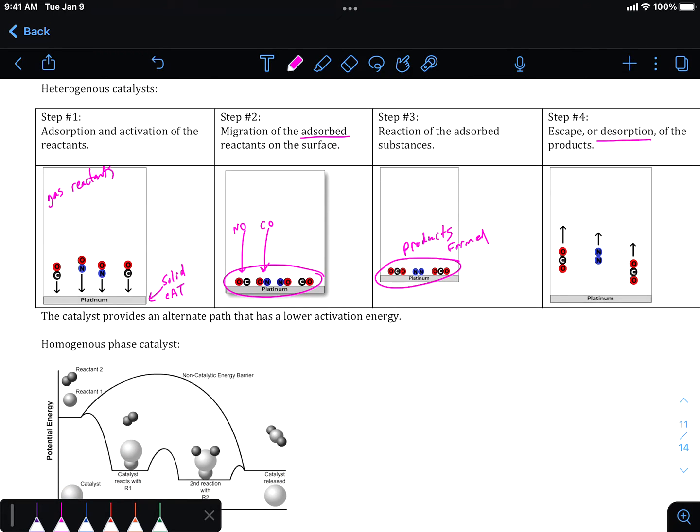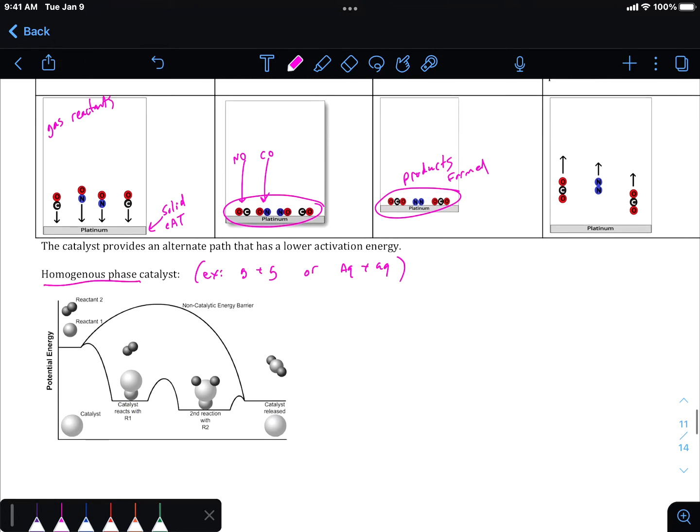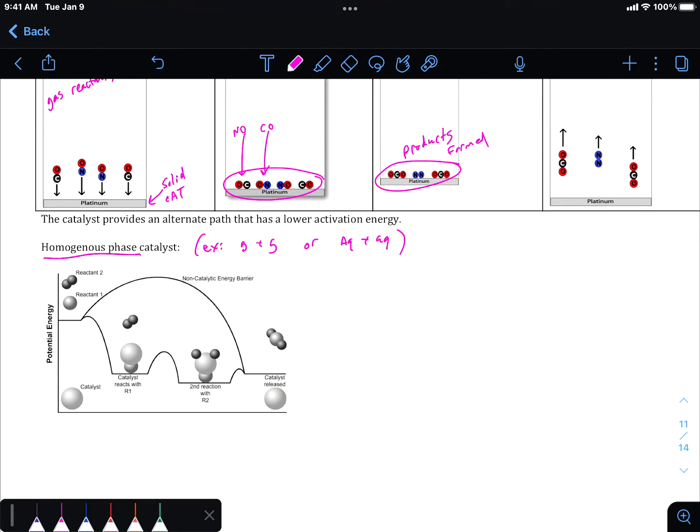So in general, this is how heterogeneous catalysts work. And solid catalysts are typically platinum, typically metals. Metals are the solid catalysts in most cases. All right, so let's talk about the second type, which is a homogeneous phase catalyst. So gas plus gas or aqueous plus aqueous, right? Those are the most common scenarios. I guess you could have liquid with liquid as well.